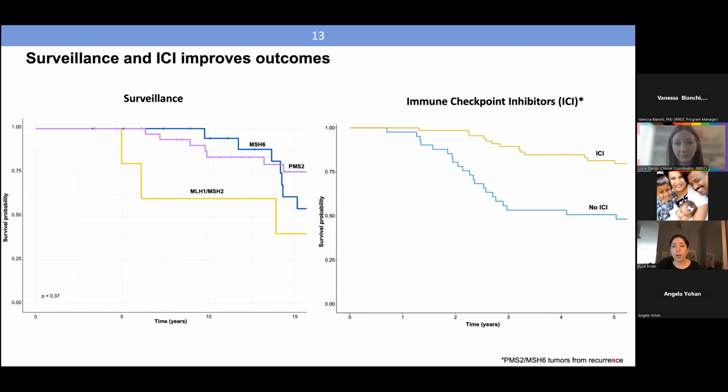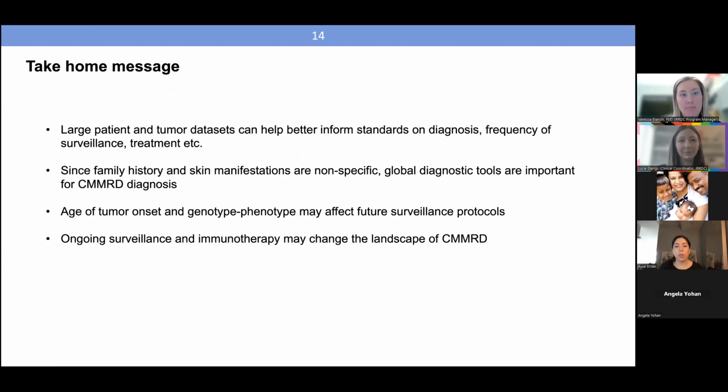And similarly, in immunotherapy, we can see a great improvement in outcome, which is this curve over here, when immune checkpoint inhibitors are used effectively. So our take-home messages are that only with a large data set and the help of all of our patients and families and collaborators were we able to talk to you today about some of our insights on CMMRD. Large data sets like this can help better inform standards on diagnosis, frequency of surveillance, treatment, etc. And since family history and scan manifestations are non-specific, global diagnostic tools are important for CMMRD diagnosis. Age of tumor onset and genotype-phenotype may affect future surveillance protocols, and ongoing surveillance and immunotherapy changes outcomes and may change the landscape of CMMRD.